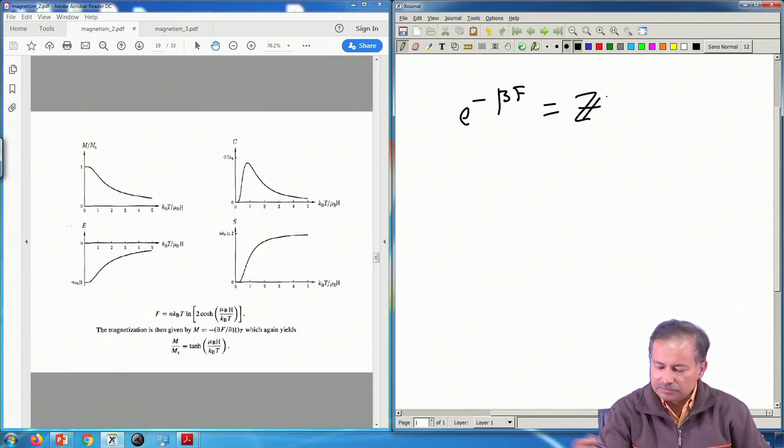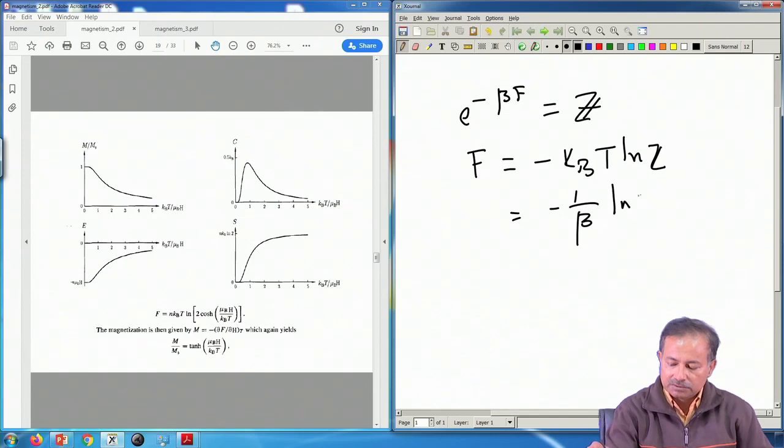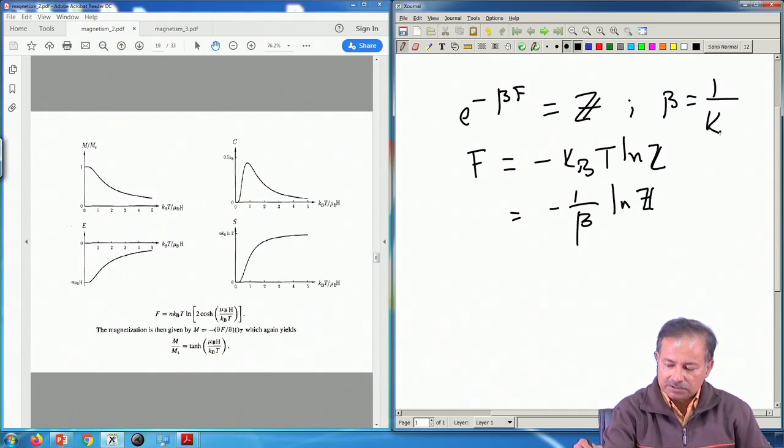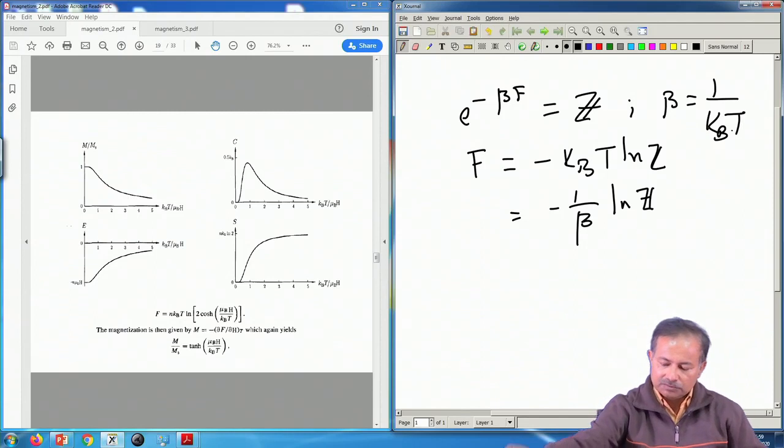So, that gives you F equal to minus k_B T log Z, or minus 1 by beta log Z, where beta is 1 by k_B T. So, that is the standard StatMech relation that I am using. So, this is how you can calculate.